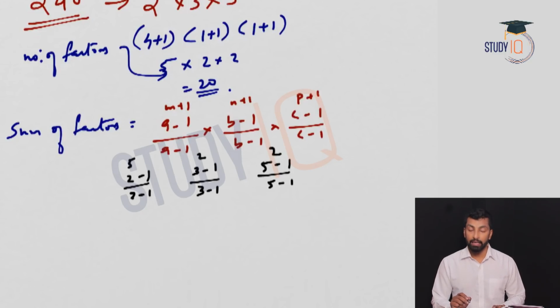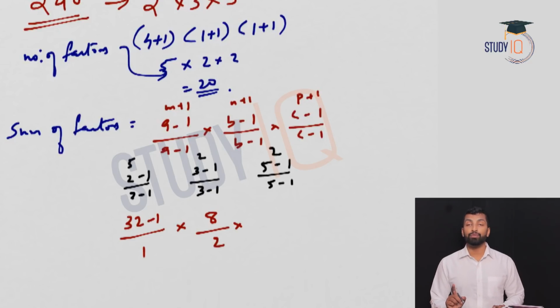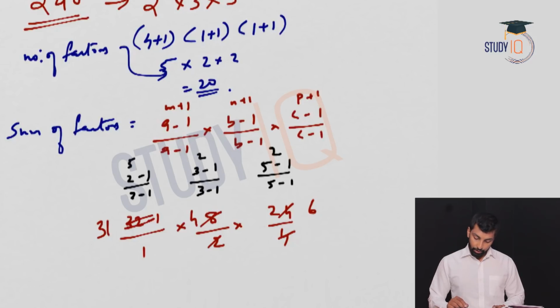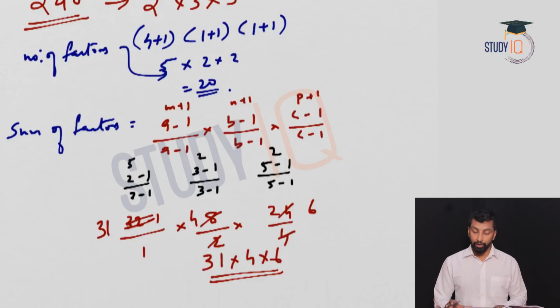2 raised to 5 means 32. 32 minus 1 divided by 2 minus 1, which is 31. 3 square means 9. 9 minus 1, 8 divided by 3 minus 1 is 4. 5 square is 25. 25 minus 1, 24 divided by 5 minus 1 is 4, so 24 divided by 4 is 6. So 31 into 4 into 6. So you get 31 into 24, which is equal to 744, right?